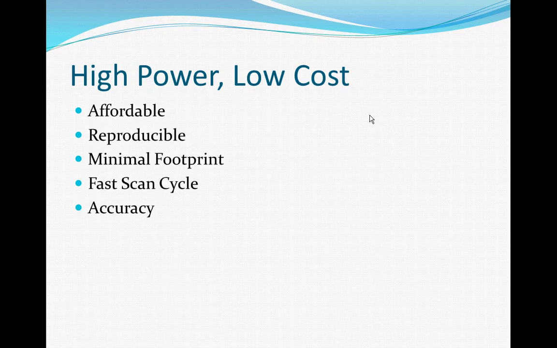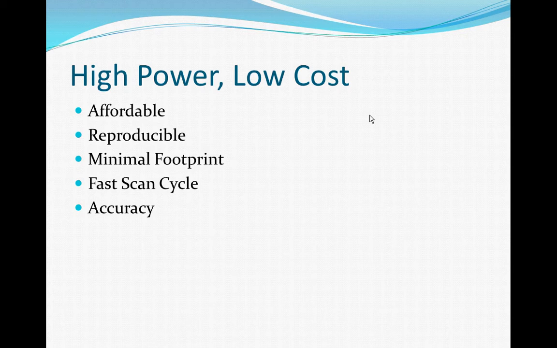Some main points that we wanted to aim for during the process of this project were: we want to make sure that it was affordable, so it had to be a very low cost product, and that it was easily reproducible. Parts could be purchased easily from your local Radio Shack or off the store, or quickly and readily available from DigiKey. It had to be a minimal footprint. We didn't want some large device going into the substation and taking up lots of space.